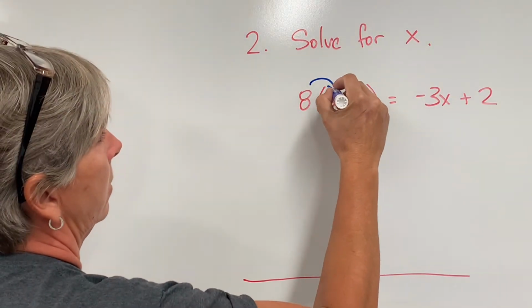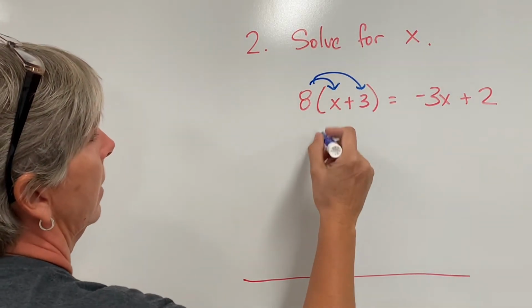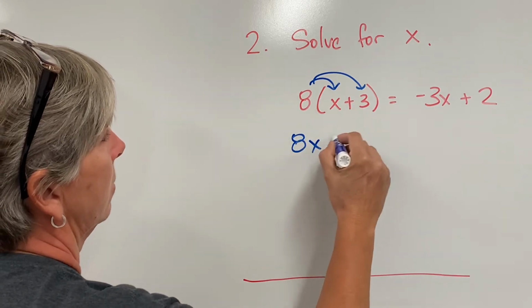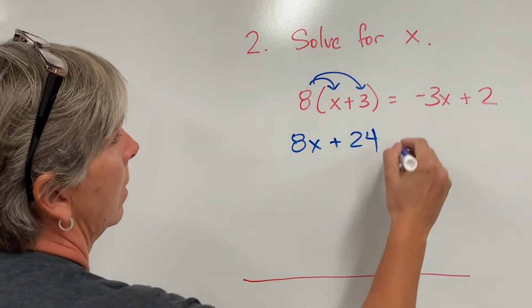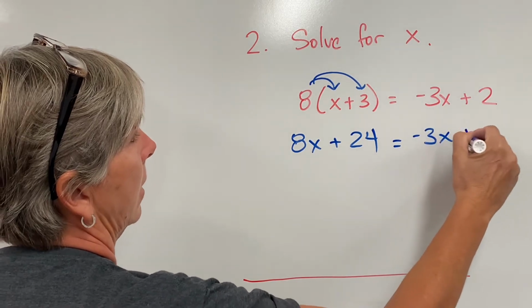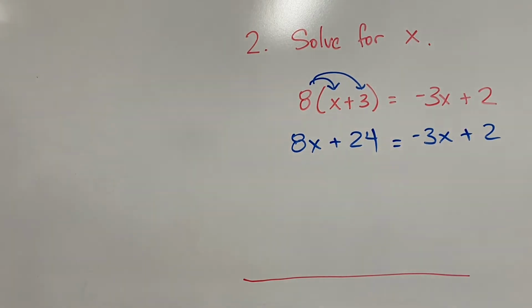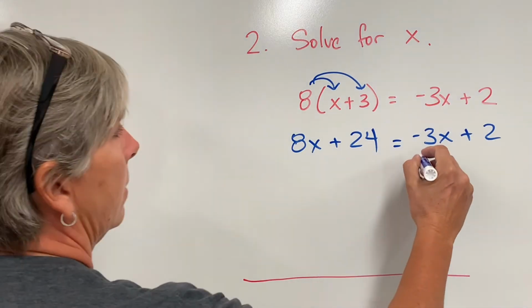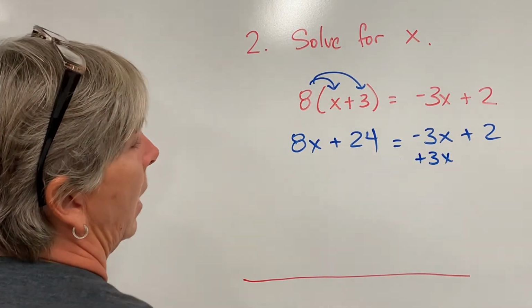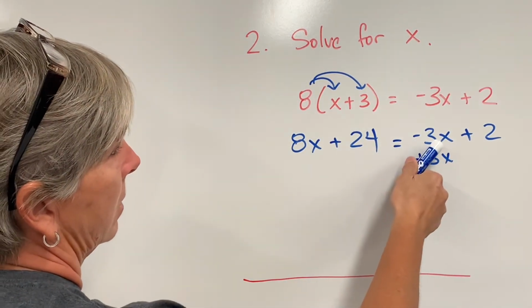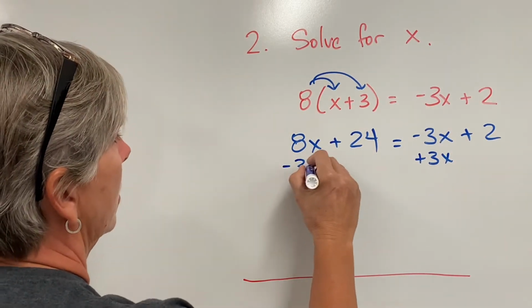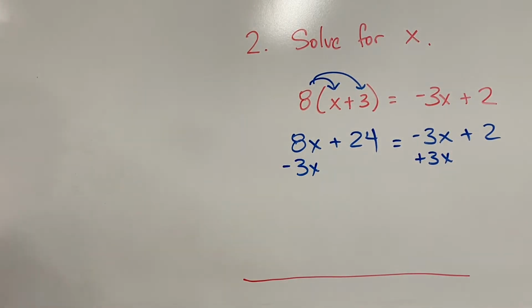The first thing I would do is distribute. So 8 times x is 8x, 8 times 3 is 24, and then I would just carry this side down as it is. Now the object when we are solving for x is to try to get all the terms with an x on one side of the equal sign and all the terms that don't have an x on the other side. So I could move this 3x by doing the opposite. Currently it's a minus 3x, so I'm going to add 3x, as long as I do that to both sides.